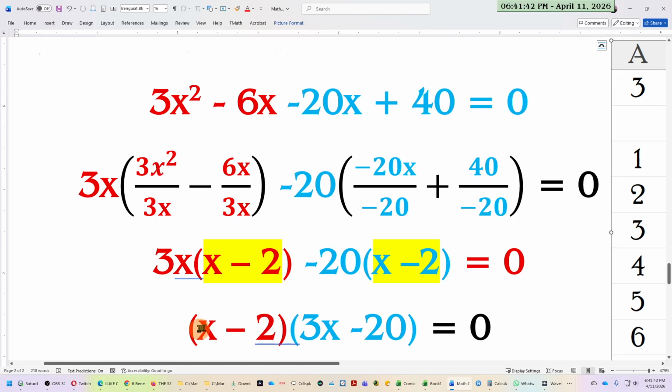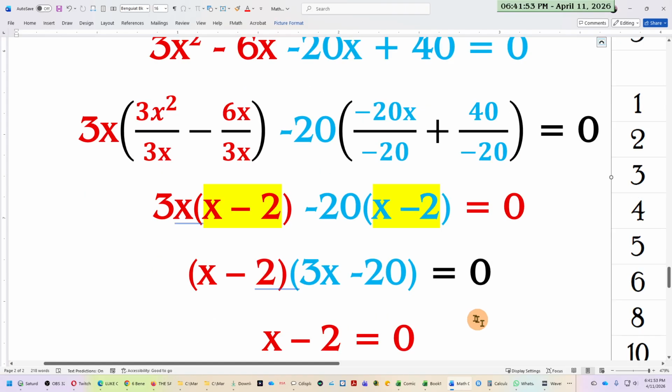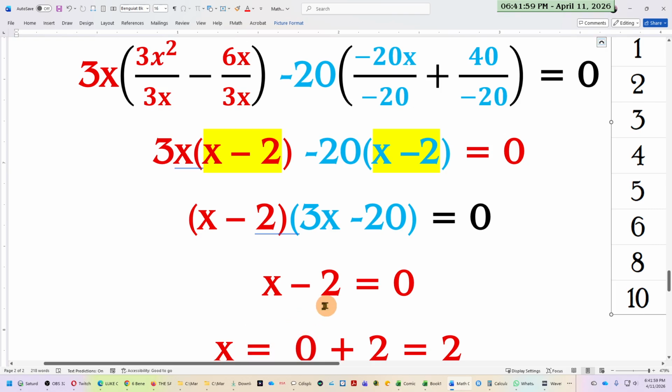Now, we have to look at this as saying this red number multiplying this blue number gives us 0. And the only way you can multiply two numbers and get 0 is if one of those numbers is 0. So if x minus 2 is 0, when you add 2 to both sides, x would be equal to 2. So that's our first option. Quadratic equations will always give us two solutions.